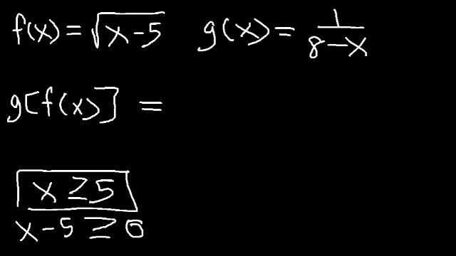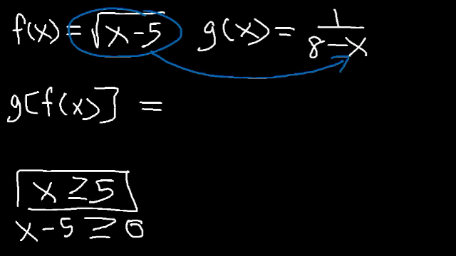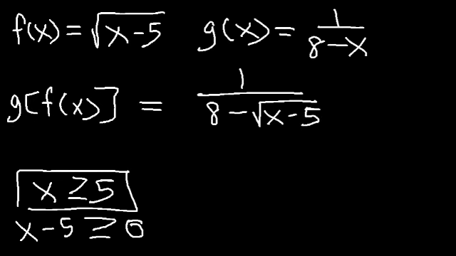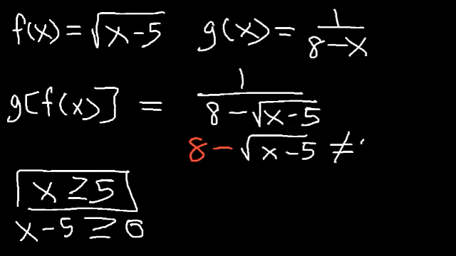Now let's go ahead and find the composite function. So let's put f into g. So g is 1 divided by 8 minus x, but instead of writing x, we're going to put the function for f, which is square root x minus 5. So now we know that we have a fraction and the bottom of the fraction cannot equal 0. So 8 minus the square root of x minus 5 cannot equal 0.